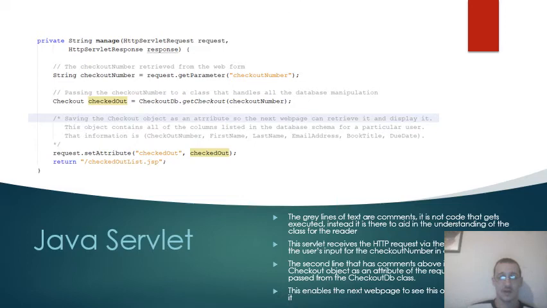Here at the top you see the servlet. So basically what's going on here is the checkout number is retrieved from the request, and then here we use the checkout database class to get the information of a checked out book using the checkout number that you supply via input. And then here we're saving the checked out data as a request attribute so we can display that in the browser.